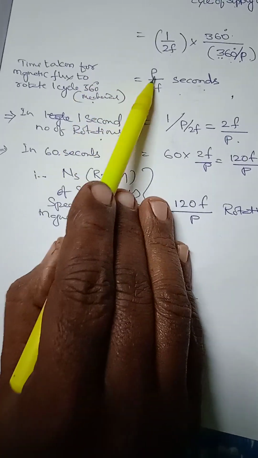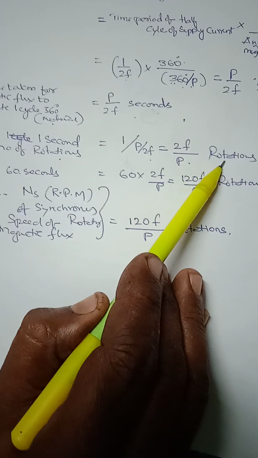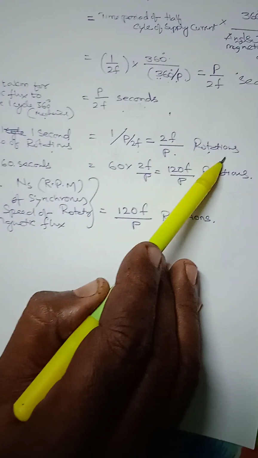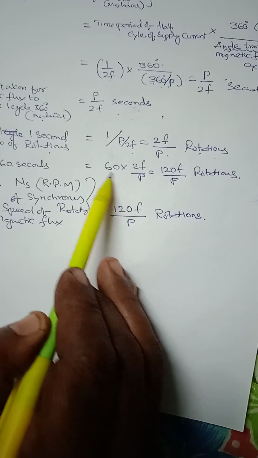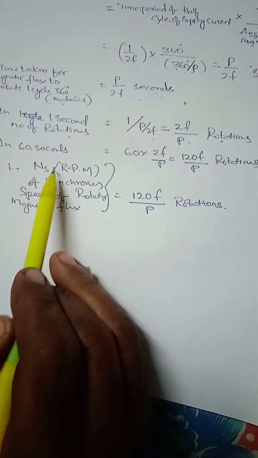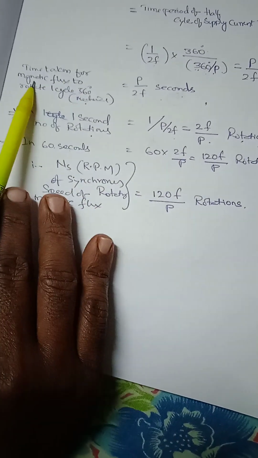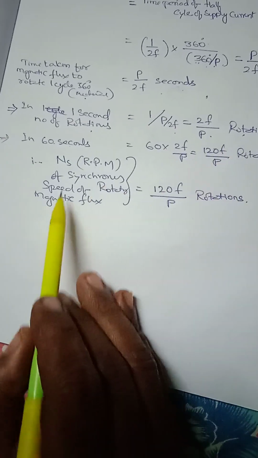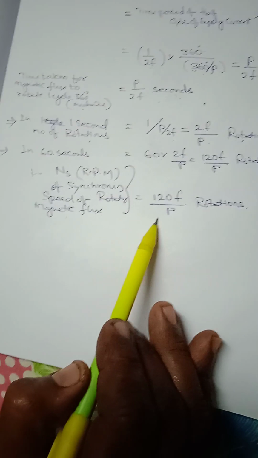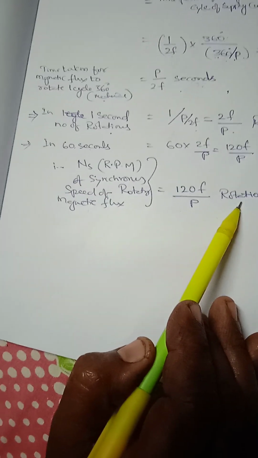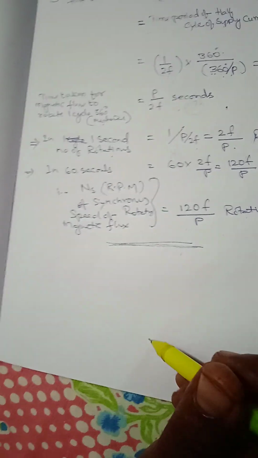So for one second, how many rotations? It is 2f by P rotations. For 60 seconds, multiplying 60 into 2f by P, that is 120f by P rotations. This is nothing but rotations per minute, the synchronous speed. So the synchronous speed of rotation of the magnetic flux is equal to 120f by P rotations per minute. I think you may get some clarity from this explanation.